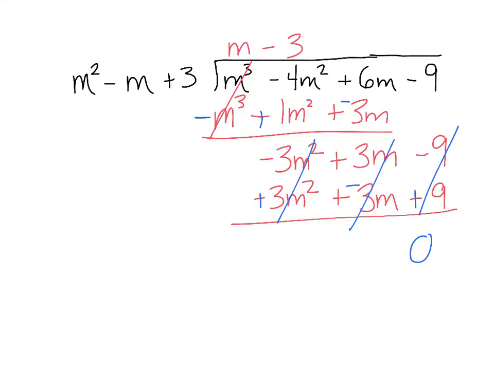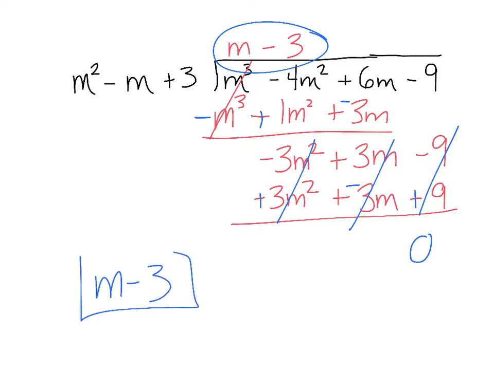And so that's certainly a lot easier to type in for my answer. My answer is just going to be the m minus 3. I don't have a remainder to mess with. I type in m minus 3 and call it good.